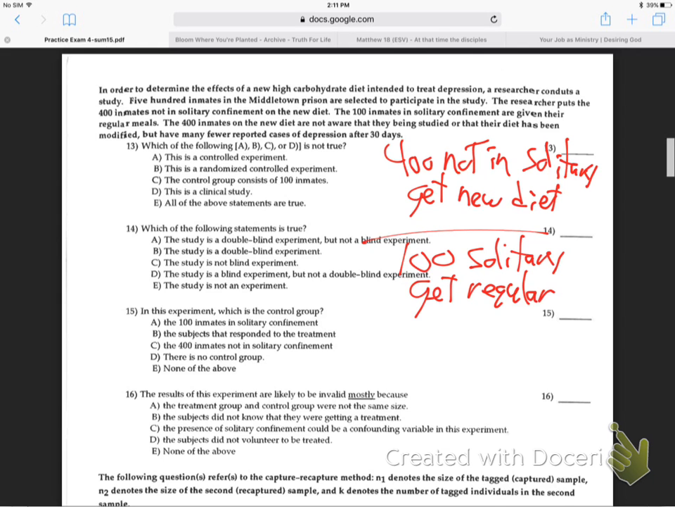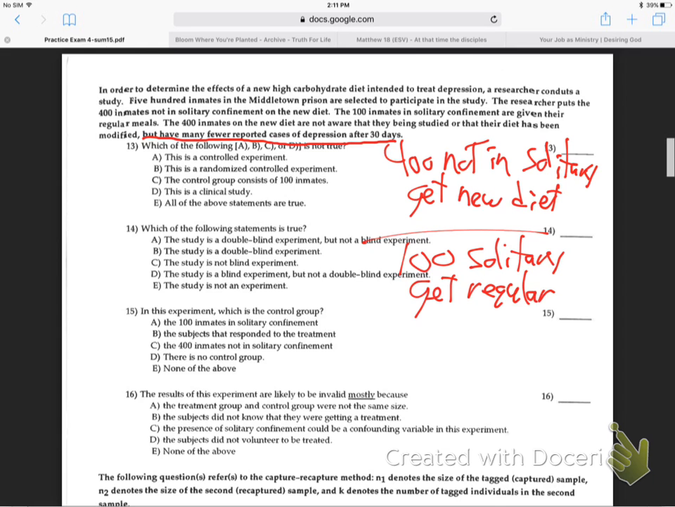The 400 inmates on the new diet are not aware they're being studied or that their diet has been modified, but have many fewer reported cases of depression after 30 days. So they have fewer reported cases of depression than the ones in solitary confinement. All right, number 13. Which of the following is not true?